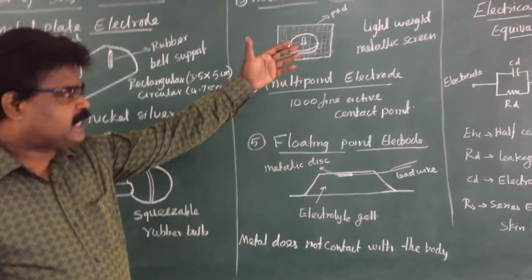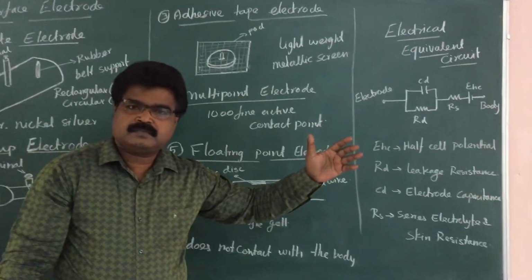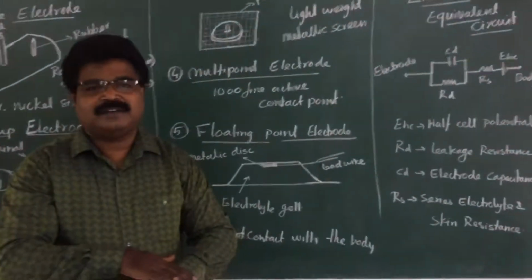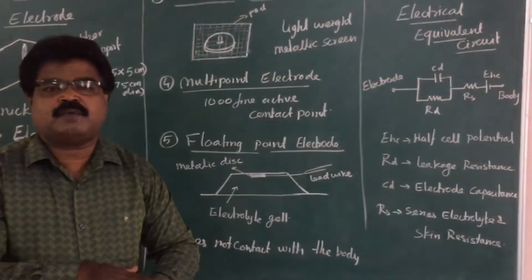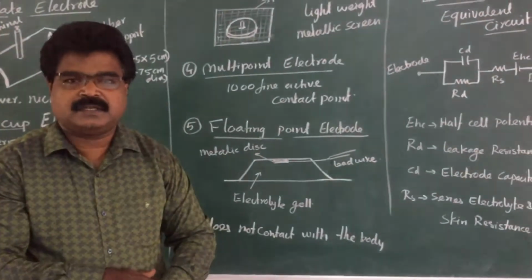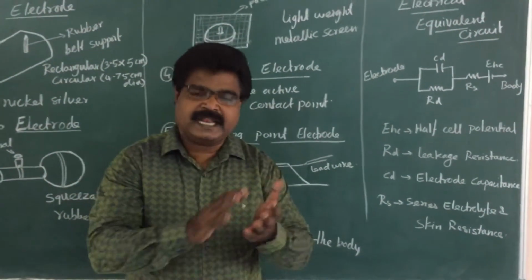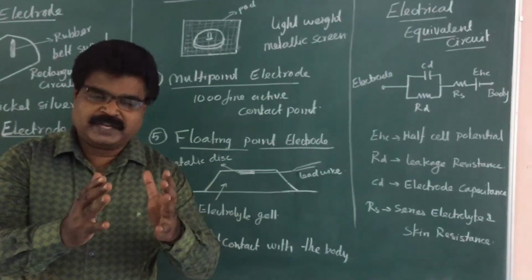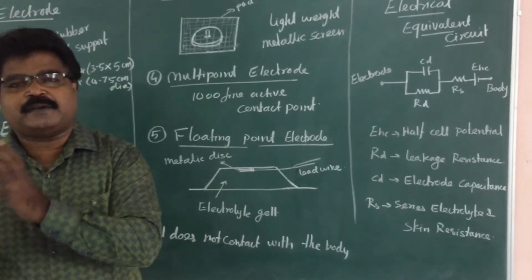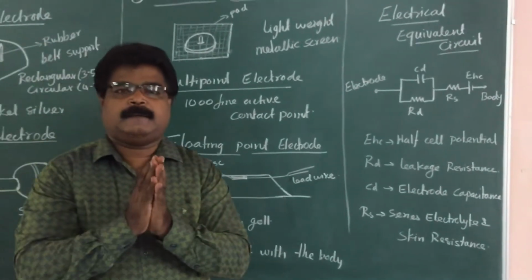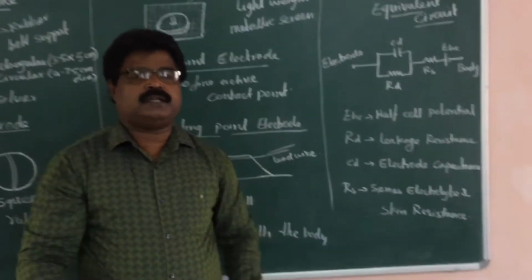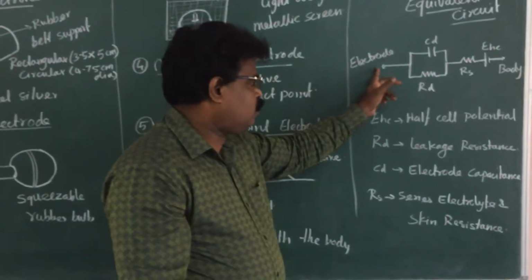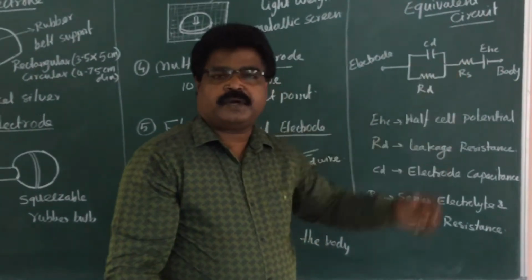Next is the electrical equivalent circuit of the surface electrode. We are connecting the surface electrode over the skin: electrode, then electrode paste, then the body, under that the body fluids. If you convert this interface, electrode, electrolyte, where electrolyte means body fluid, into an electrical equivalent, this is the electrical equivalent of the electrode and the body fluids.